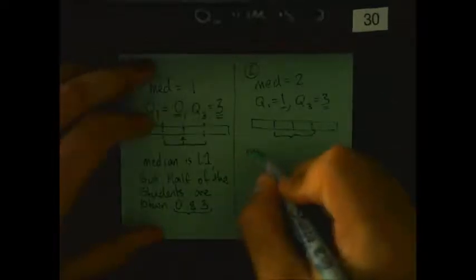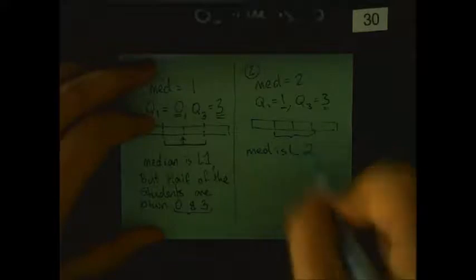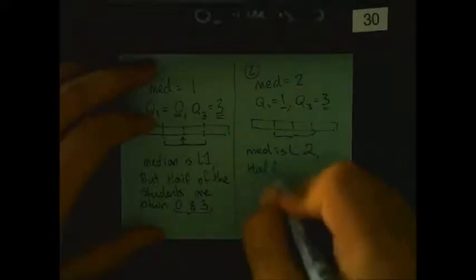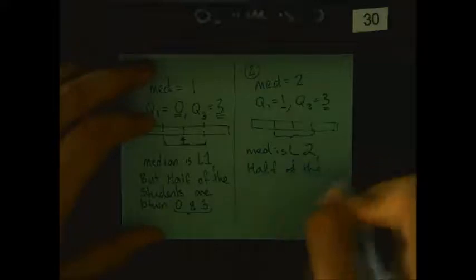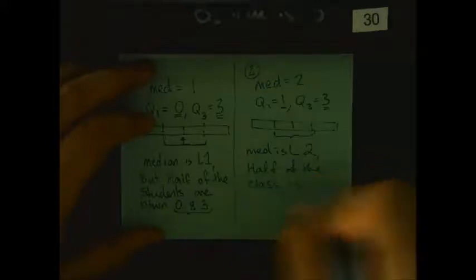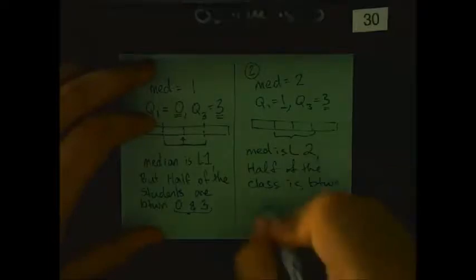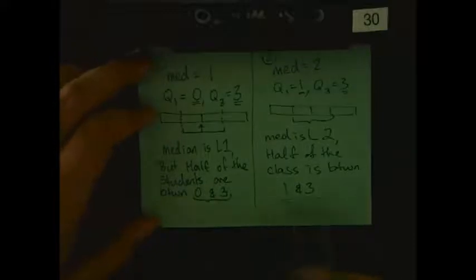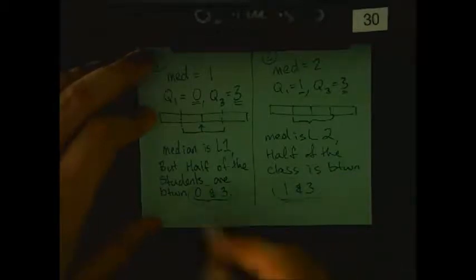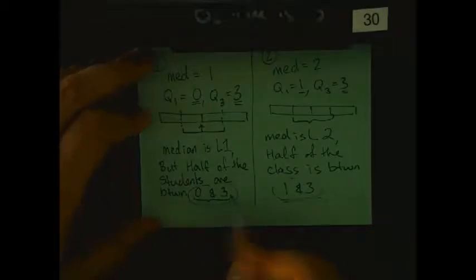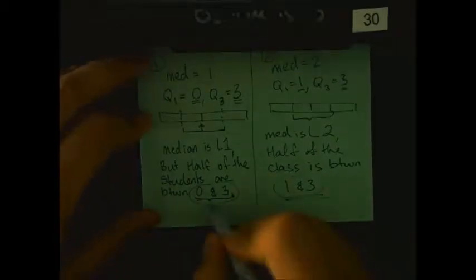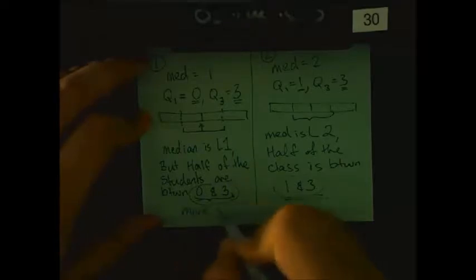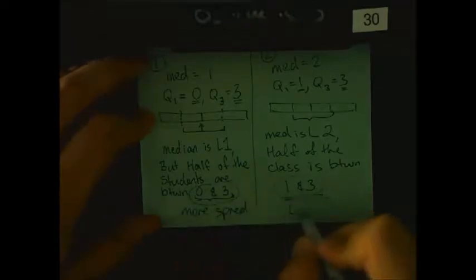So median is level 2, and it says half of the class is between 1 and 3. What this tells us is that this class is doing quite a bit better because more than half the class is above level 0. So everybody's passing. Here we had half the class between level 0 and 3, so that means we had a lot of kids in 0. So this data is more spread out. This data is less spread out.